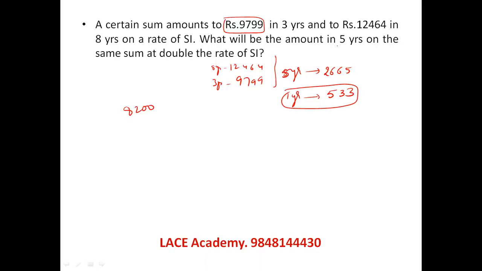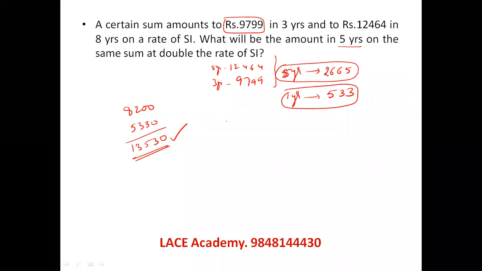Now what will be the amount in 5 years on the same sum at double the rate? Already 5 years interest we know, but at double the rate, double of this interest will be there. So 2665 doubled will be 5330. So this will be your total amount, 13,530. So take this option from the given options and go to the next question.